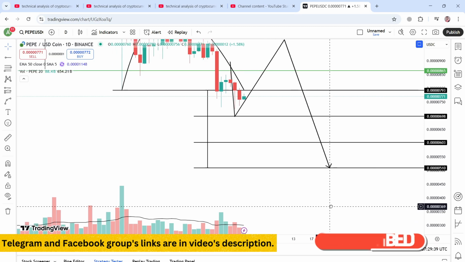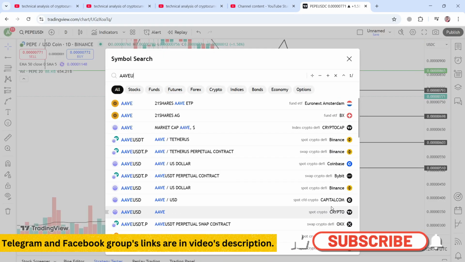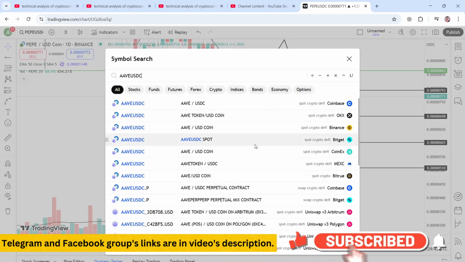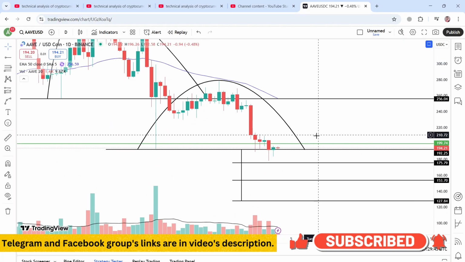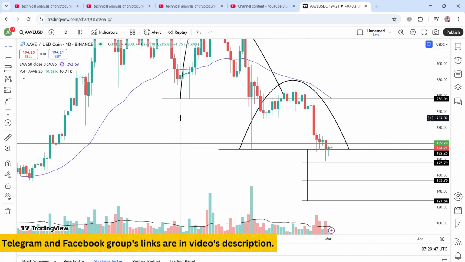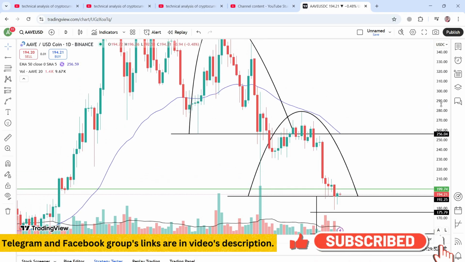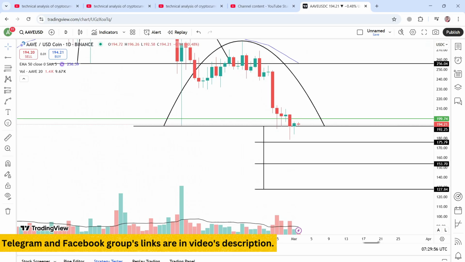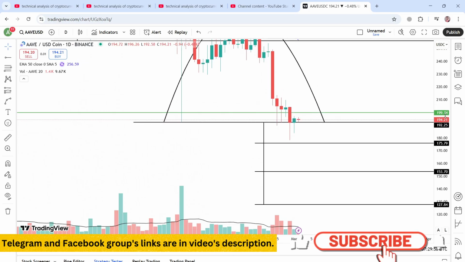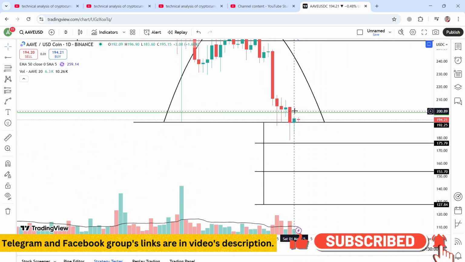The next coin is the AAVE. If we look at AAVE, it is moving in a downtrend. It gave the breakdown of this arc formation when it gave closing below 256 in this candle. After that, it exposed the final target of 199.74, and that final target has already been achieved in these candles.